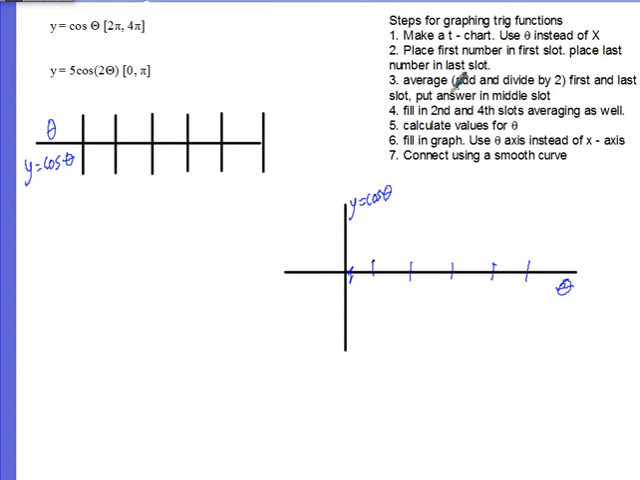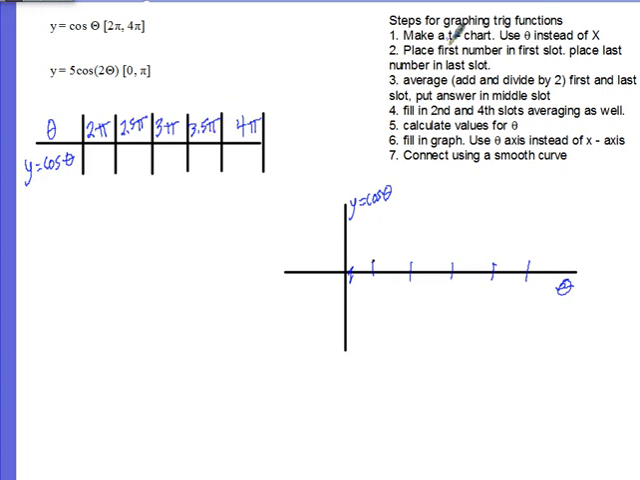Place the first number in the first slot, place the last number in the last slot. So this goes 2 pi, this goes 4 pi. Okay, average. So you're going to take and add these two and divide by 2, so add and divide by 2. So what number goes in the middle of 2 and 4? 3 pi. And then you're going to do the same thing. You're going to average. So I have 2 plus 3, which is 5 pi. 5 divided by 2 is going to be 2.5 pi. And then this one is going to be 3.5 pi.